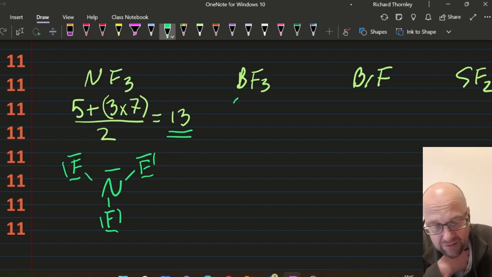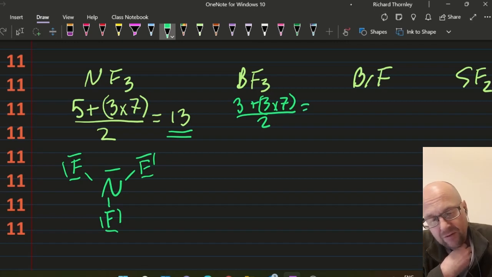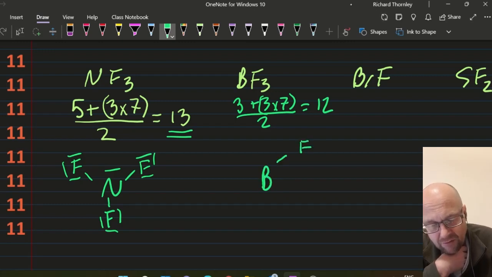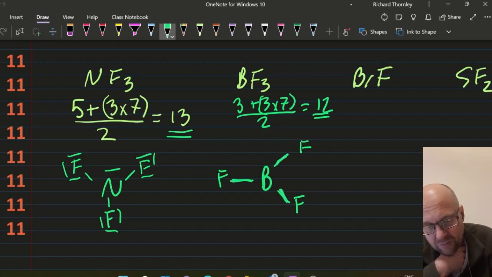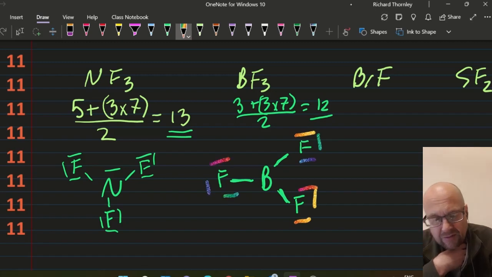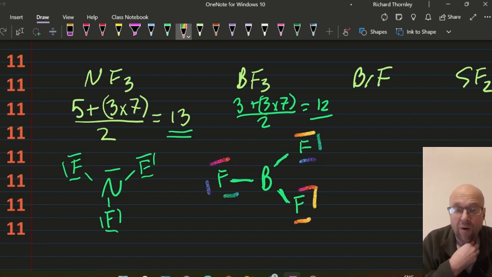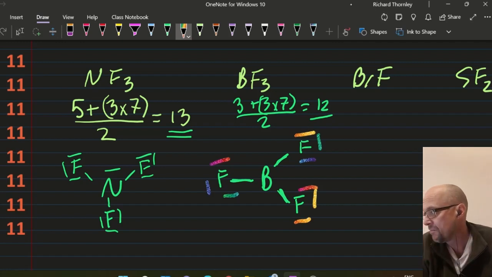BF3, boron's in group 13, and fluorine still is in 17. I need electron pairs, so that's going to be 12. Boron goes in the center, fluorine spaced out, and I've accounted for 3 electron pairs. I need 12 in total, so I need 9 more lines, and that's the answer, isn't it? 1, 2, 3, 4, 5, 6, 7, 8, 9. Yes, boron's stable with 6 electrons, not 8, so the answer is going to be 11B.